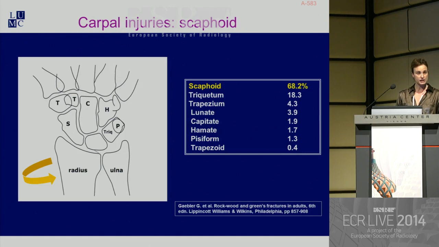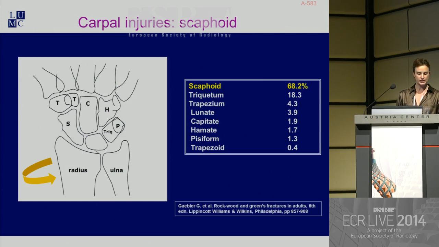Sometimes the mechanism of fall on a palm doesn't cause a fracture of the distal radius. Sometimes it causes a fracture of the scaphoid. And why the scaphoid more than other bones of the carpus? This is explained by the anatomy of the scaphoid.